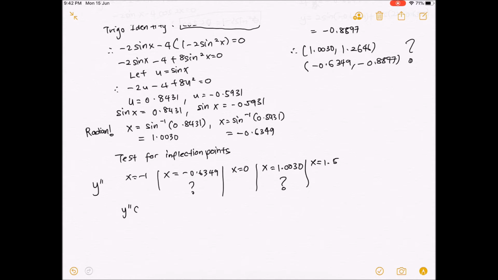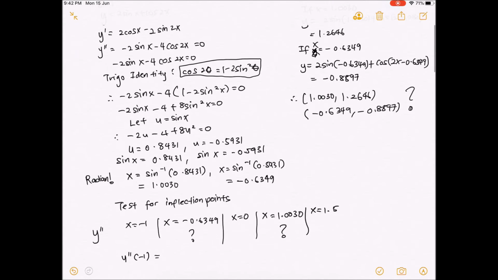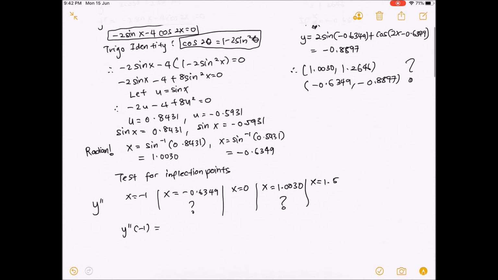Okay, so when x equals negative 1, where's your y double prime? This one is the y double prime: negative 2 sine of negative 1 minus 4 cos of 2 times negative 1, which gives 3.3475. So I just say it's positive.